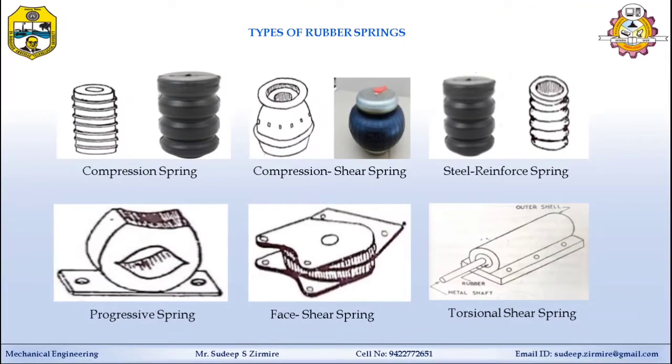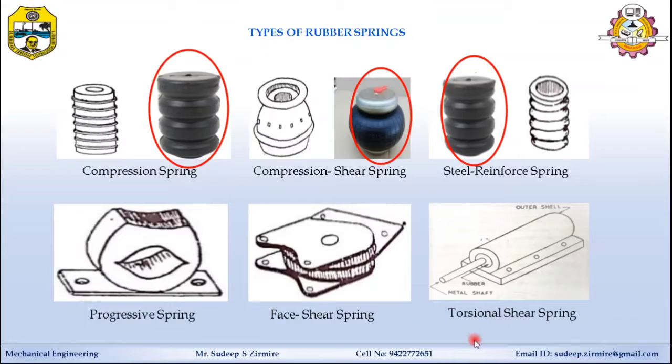So, types of rubber spring used in the vehicle. Friends, you can see that here in the picture, and I have also taken some actual views of the springs: the compression spring, compression shear spring, and steel reinforced spring. You can see these are the actual views here. These are how they look. So friends, the types of rubber spring are also used in the vehicle.